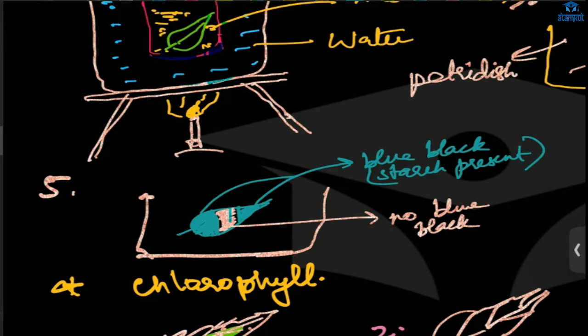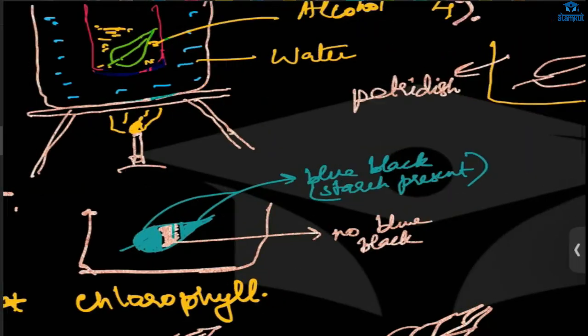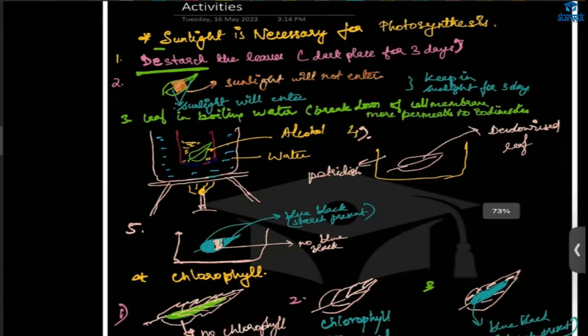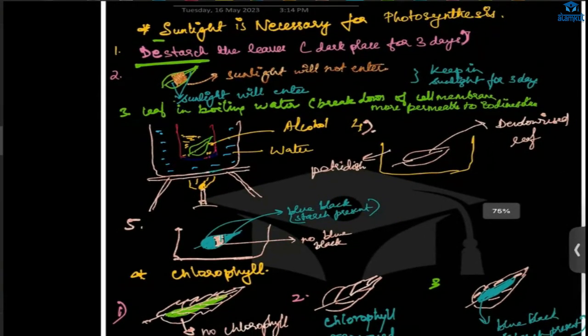Ma'am, where the aluminium foil is covered, that place will not become blue-black, and the other part will become blue-black because starch is present in that. So starch is present. What will it indicate? Ma'am, that food is stored. Yes, the leaf made food with the help of sunlight. But in this case, food is not made because sunlight was not present. No blue-black color, no starch formation. So we can conclude that sunlight is necessary for photosynthesis.